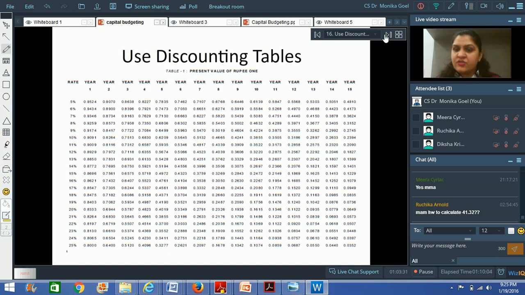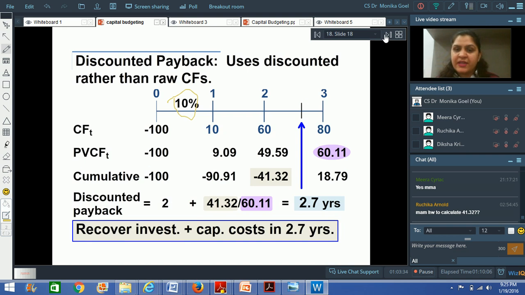How to calculate 4.32? You can use the discounting table which you had seen here. At 10% for 2 years, this is the annuity factor, sorry, at 10% for 2 years the rate is coming as 0.8417, right? So if the discounting factor is coming as 0.84 something, multiply 60 with 0.8437, and you will get this figure.